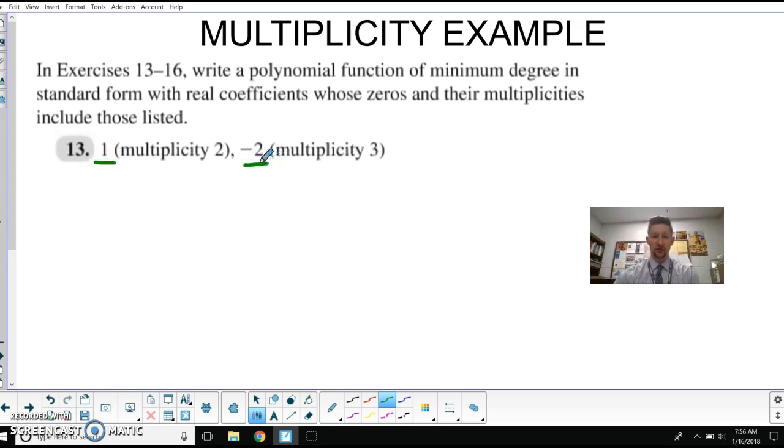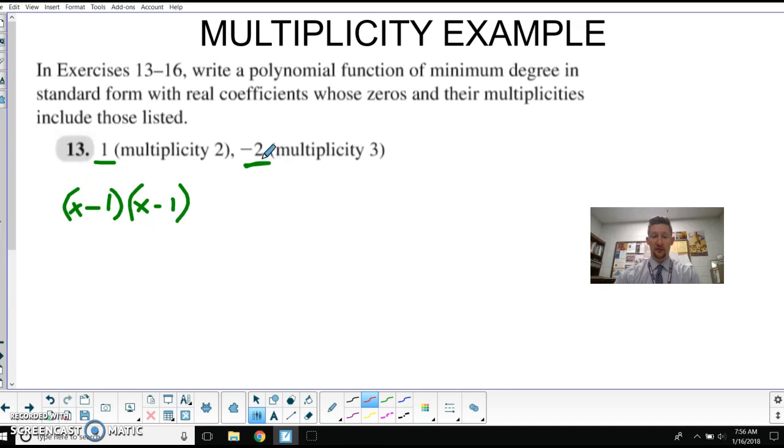And the negative 2 is another zero with a multiplicity of 3. That means that it's a zero 3 times. So if I'm going to write a polynomial for this, I first turn my zeros into factors. If 1 is a zero, the factor it would come from is x minus 1. Now if 1 is a zero twice, it means that x minus 1 is a factor twice of my bigger polynomial that I'm trying to write.